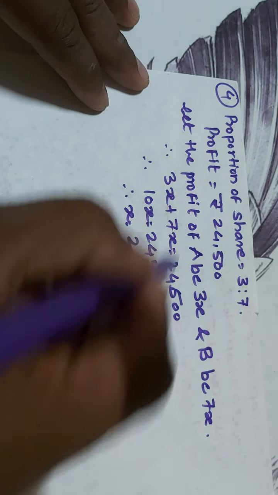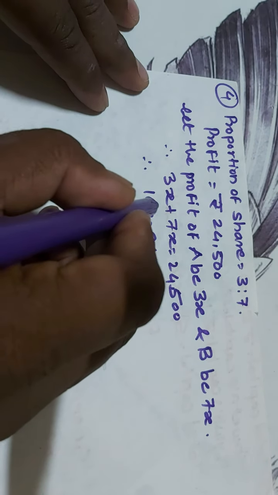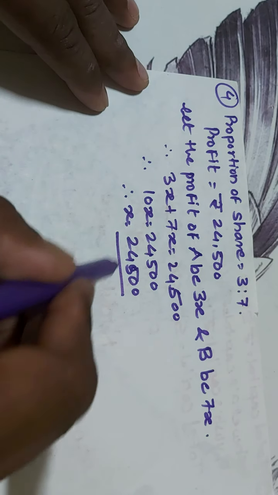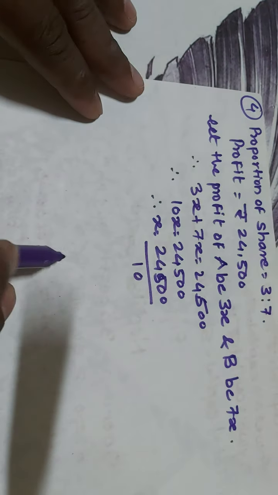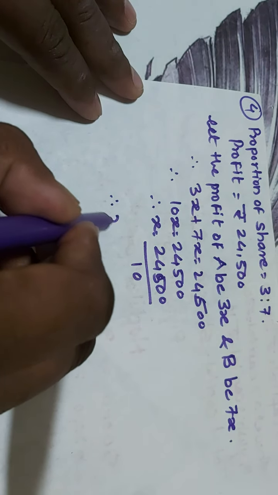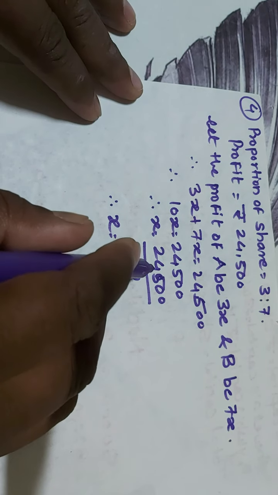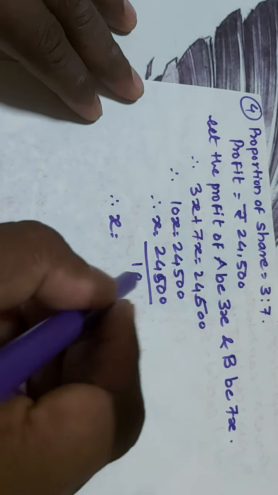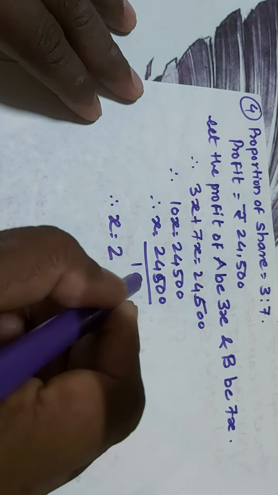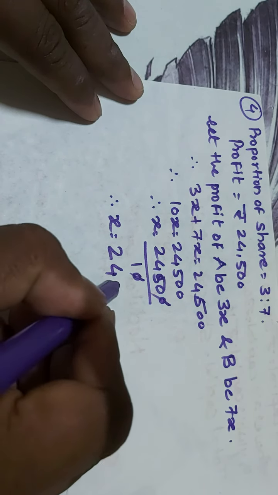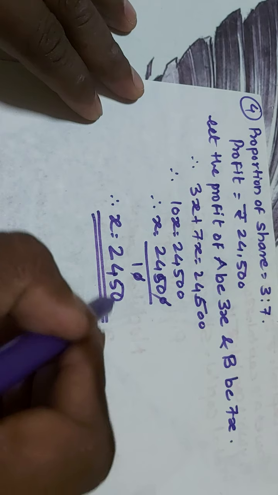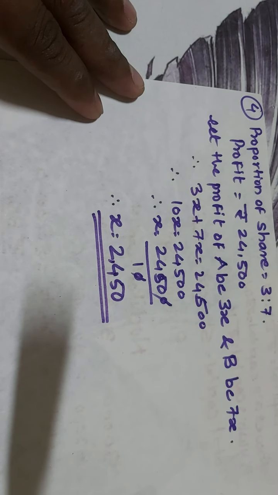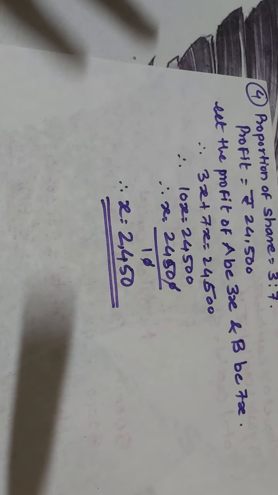Therefore x is equal to 24,500 upon 10. This 10 transposes, multiplication becomes division, so divide by 10. If we divide here, just cut this 0, we'll get 2450. So we got the x value. According to this, now we'll find the amount of A's profit and B's profit.